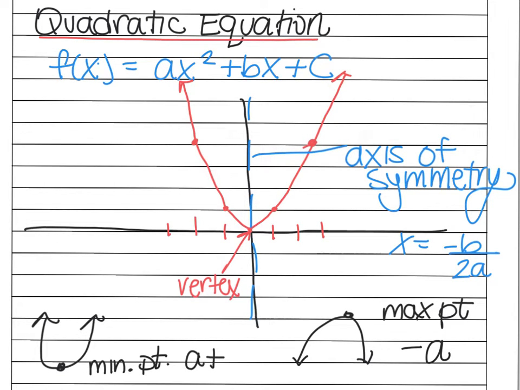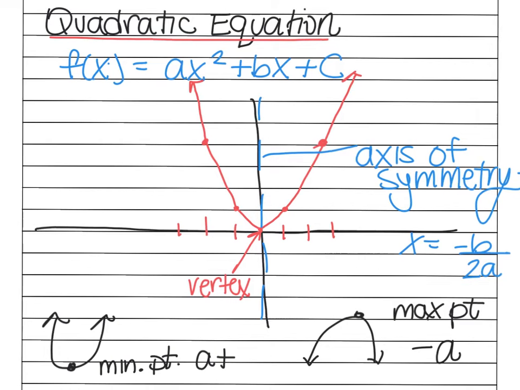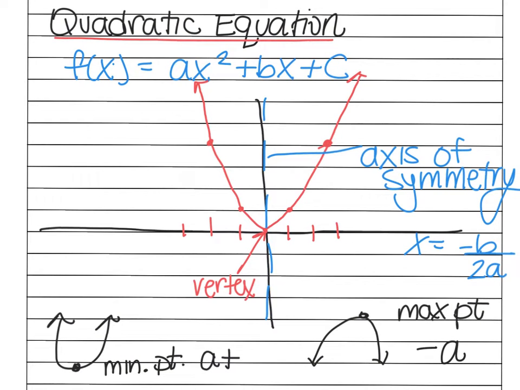Another important thing to remember about the axis of symmetry is that there is a formula that you are going to need to memorize, which is x equals negative b over 2a. You are going to use this formula when given an equation to find the x coordinate of where that vertex would fall, and we'll get into these in a specific example later.